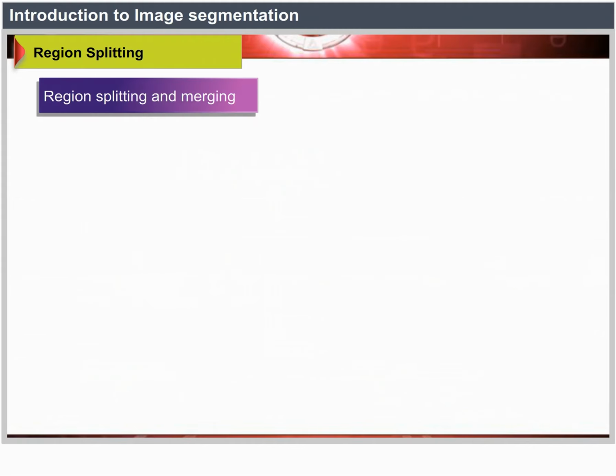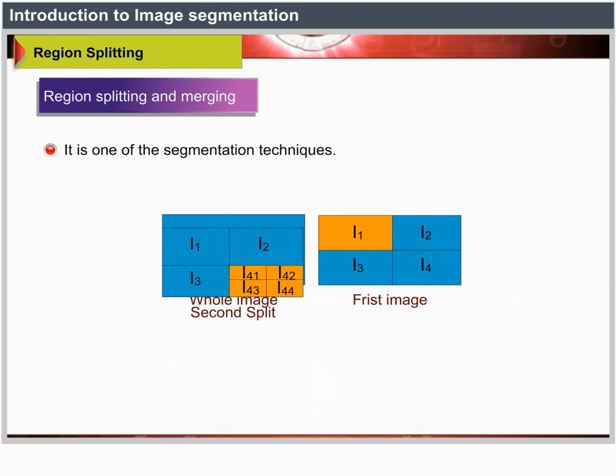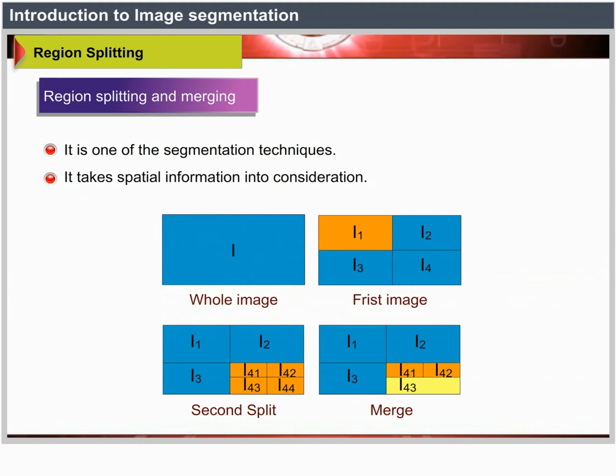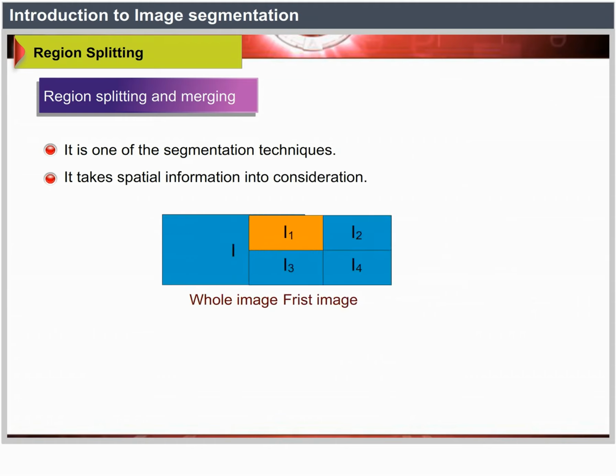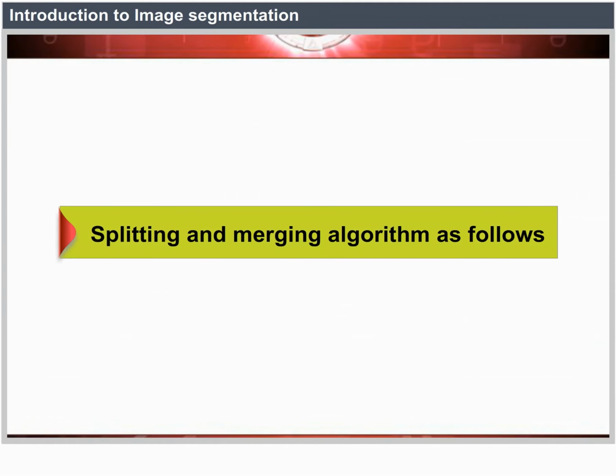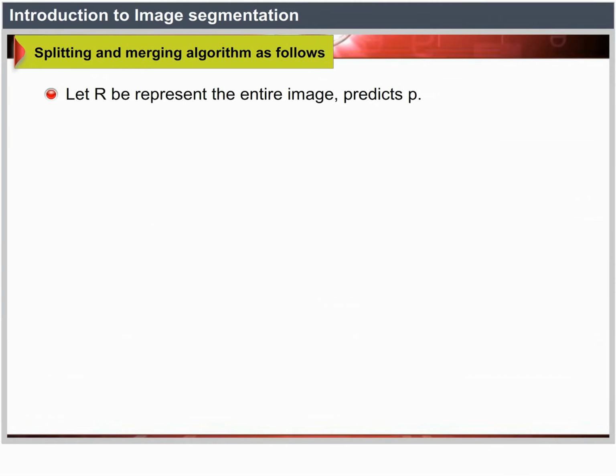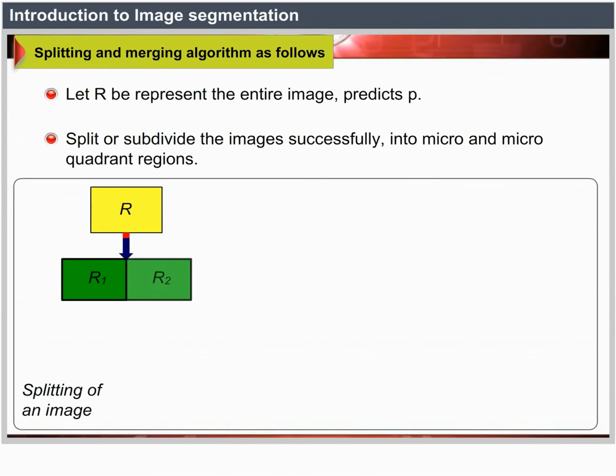Region splitting and merging is one of the segmentation techniques. It takes spatial information into consideration. The splitting and merging algorithm is as follows. Let R represent the entire image, with predicate P. Split or subdivide the image successively into smaller and smaller quadrant regions.